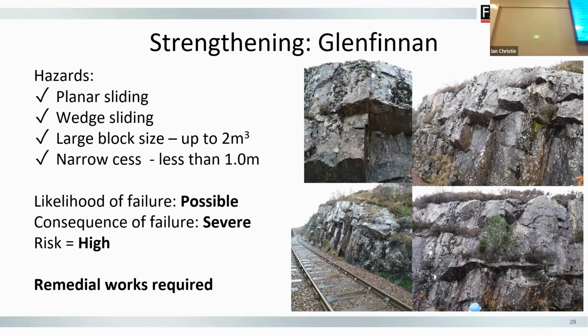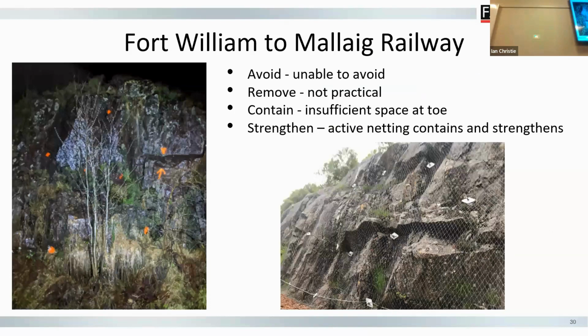So after a risk appraisal, what's the likelihood of that hazard occurring? Well, we've got all the structures and mechanisms there, so failure is possible. The consequence, again, with a steep embankment and a curve onto a viaduct, is very severe, and that gave us a high risk, so that instigated the requirement for remedial works.